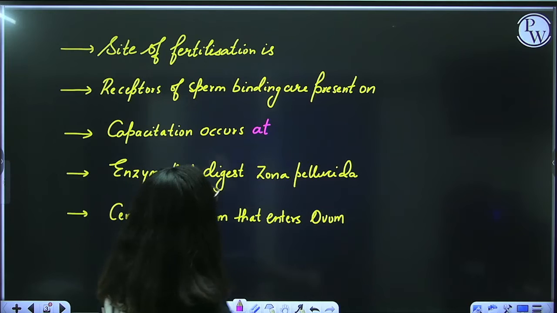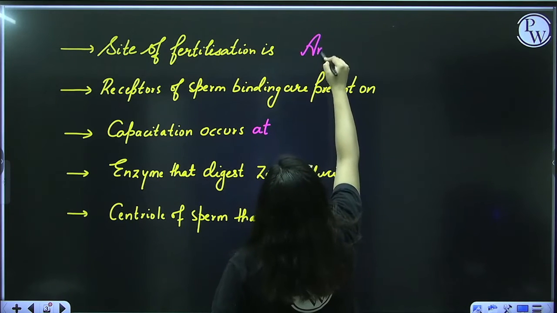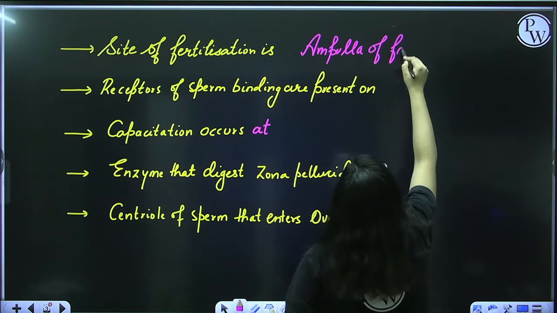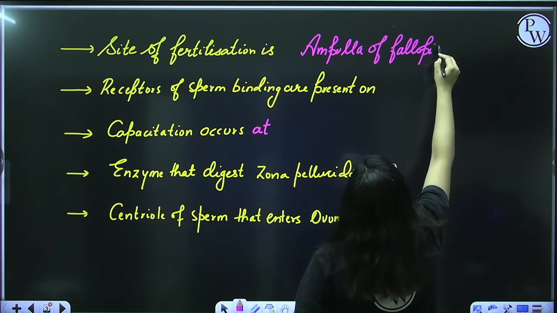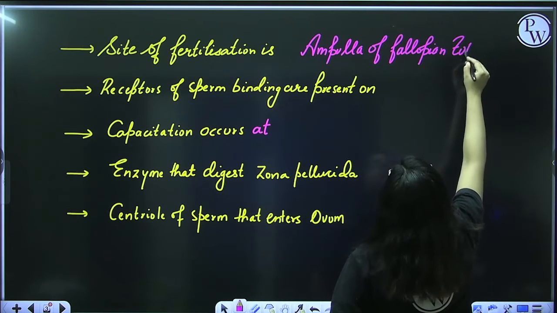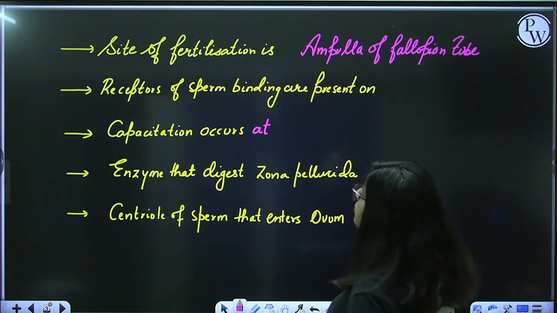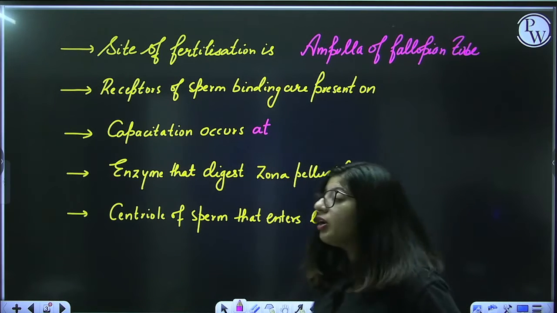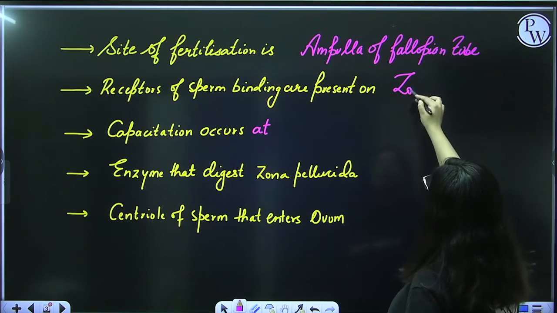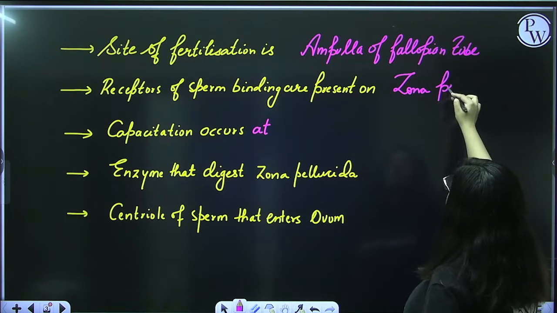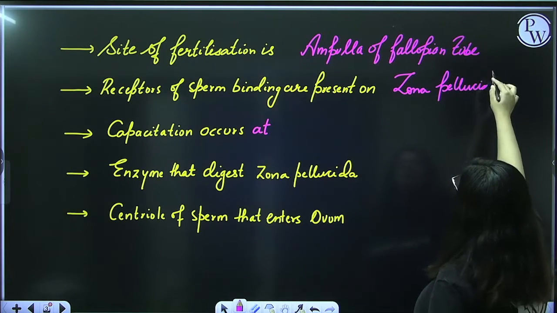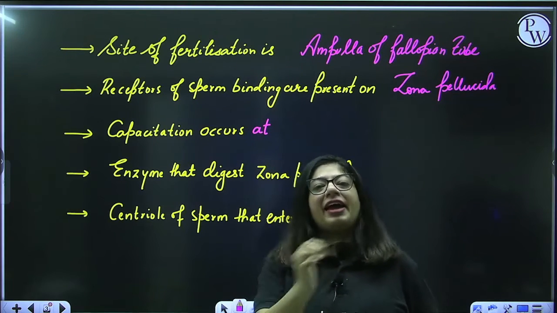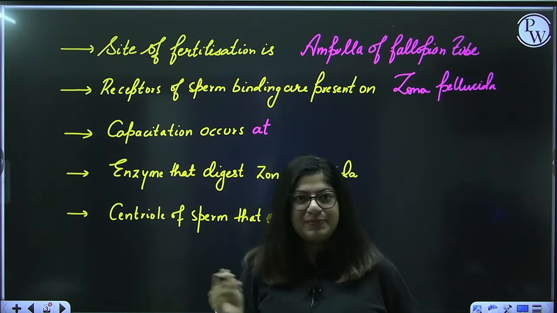Very simple questions, a quick revision for you. First, the site of fertilization is the ampulla of fallopian tube. Next, receptors of sperm binding are present on the layer known as zona pellucida. On zona pellucida we have ZP receptors which bind with the sperm, and then recognition takes place, and hence we say fertilization is species specific.